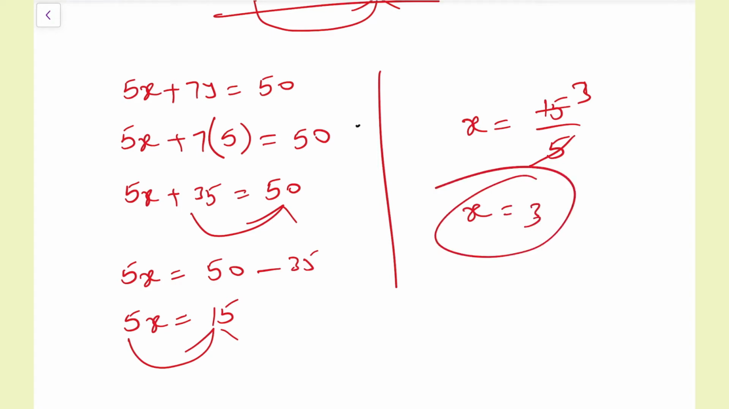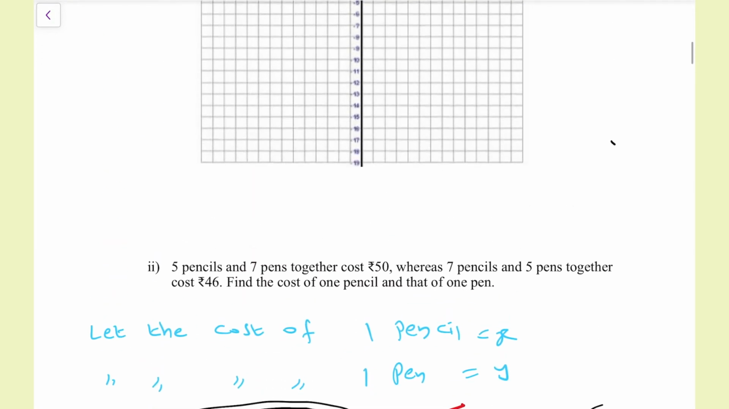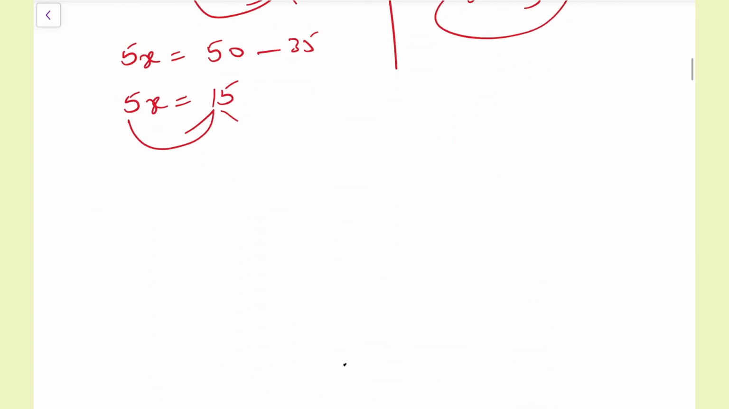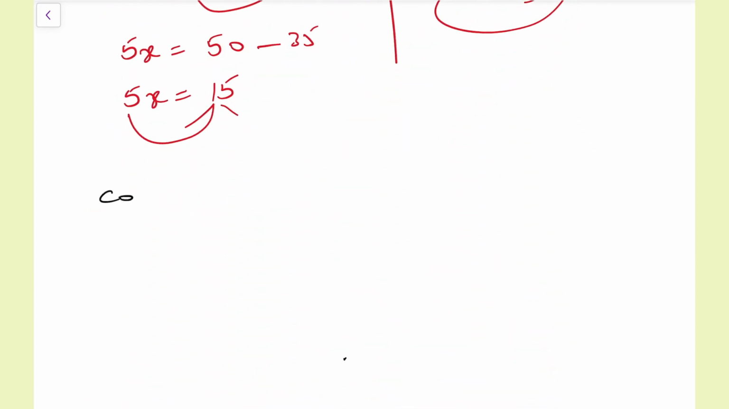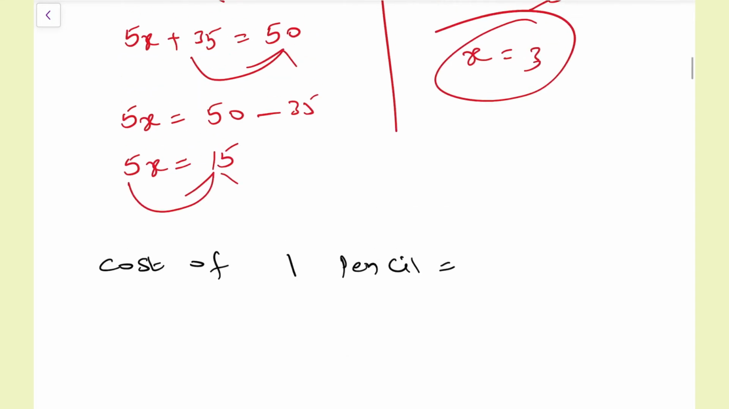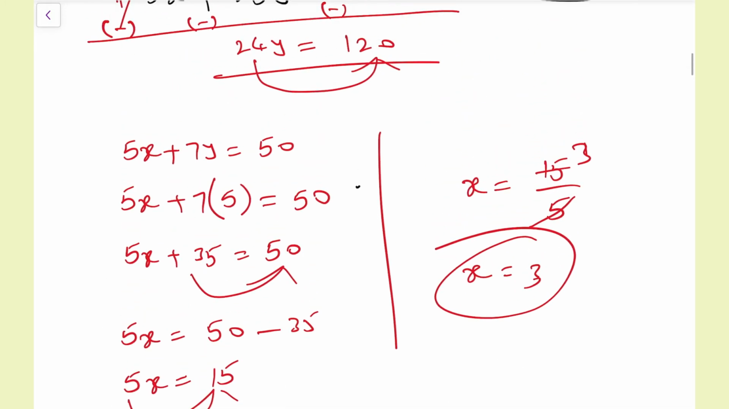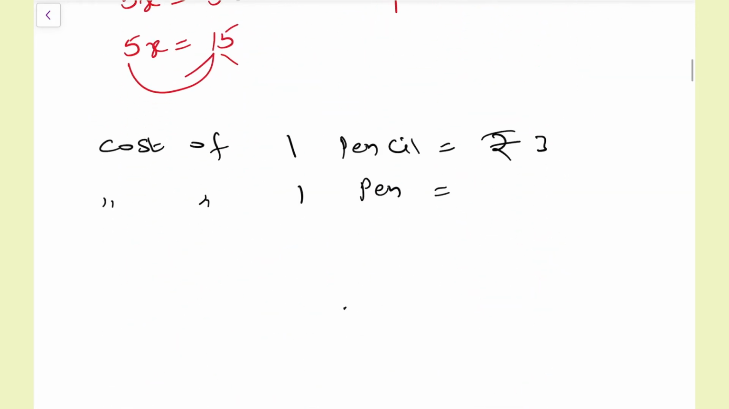In the beginning of the question, what we took x and y means, x means we took it as cost of one pencil, right? So cost of one pencil, we took it as x, so x is 3 rupees. Then cost of one pen, pen we took it as y, so y is 5, so cost of one pen is 5 rupees.